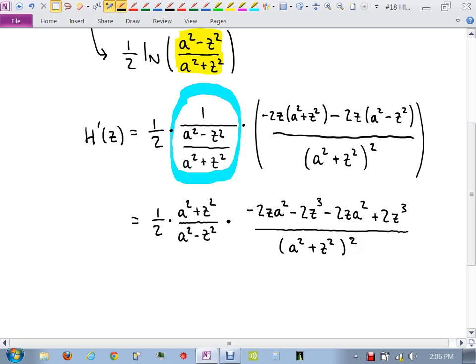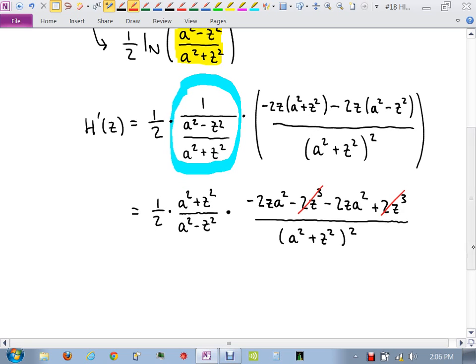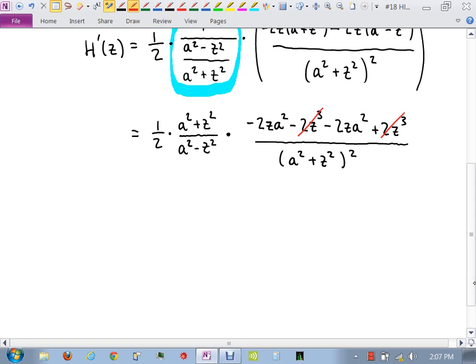We do get cancellation, right? The 2z cubes are gone. How many za squareds do I have? Negative 4, right? Negative 4za squared over a squared plus z squared, squared.